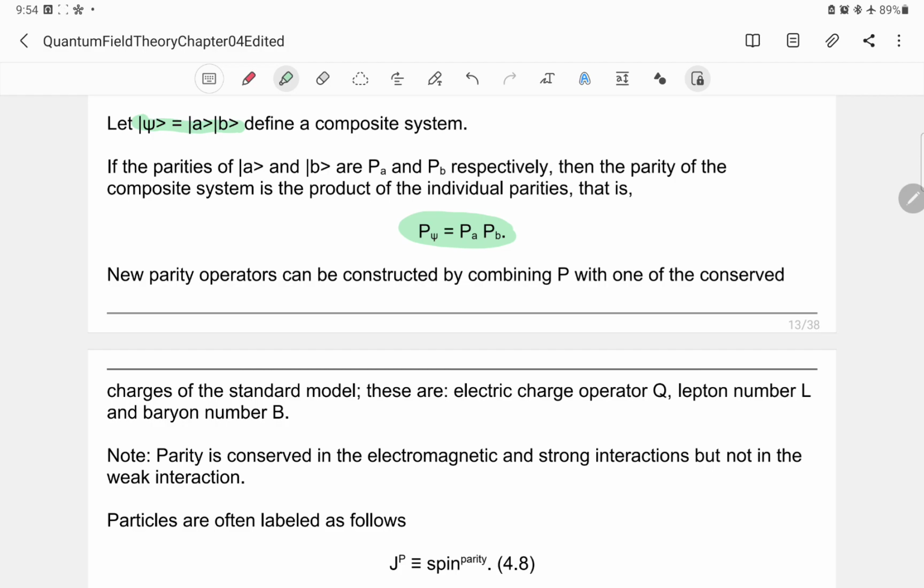So new parity operators can be constructed by combining P with one of the conserved charges of the standard model. These are the electric charge operator Q, lepton number, and baryon number B. So we know all of these. Baryon number.